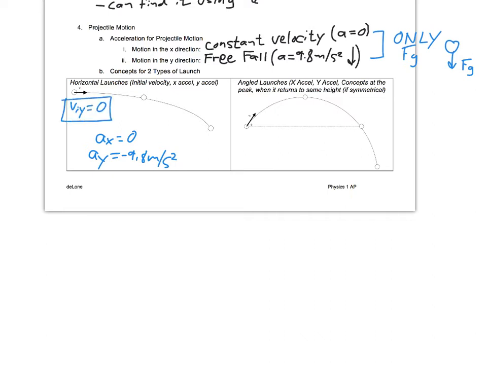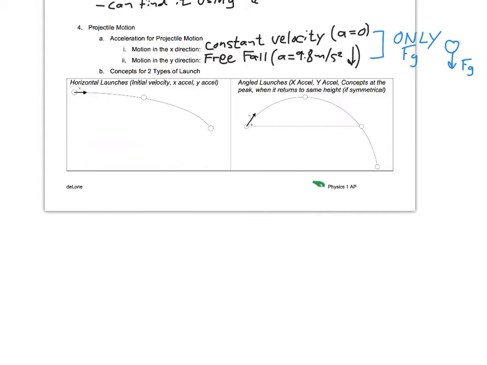If we launch something horizontally, that means that it has no y velocity in the beginning and only has x. And if we think about our velocity as we go through, our x velocity is going to remain constant, and what's going to happen with our y velocity is, even though it's initially 0, it's going to grow and increase as the object flies through the air as it's accelerating downward.